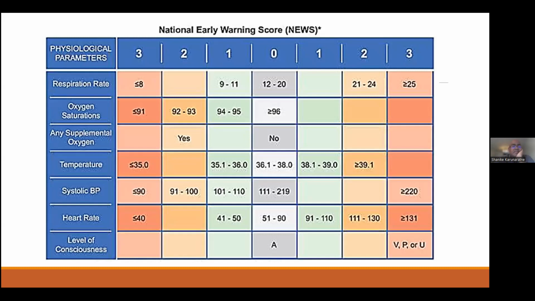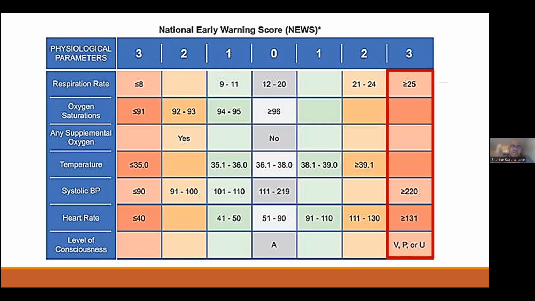So what is this scoring system? As I mentioned, there are several parameters: the respiratory rate, oxygen saturation, supplemental oxygen, temperature, systolic blood pressure, heart rate, and level of consciousness. We know the normal respiratory rate is 12 to 20. Oxygen saturation should be more than 96. Usually patients don't need any supplemental oxygen. Our temperature is 36.1 to 38. Systolic blood pressure should be around 110 to 210 according to this scale, and heart rate should be around 51 to 90. And level of consciousness should be alert, or A.